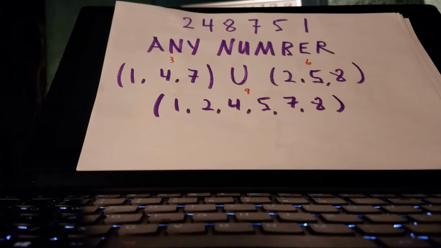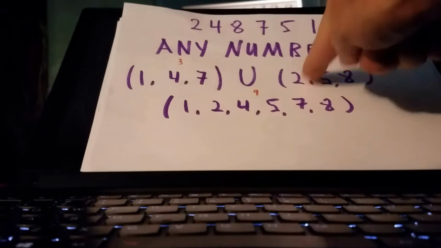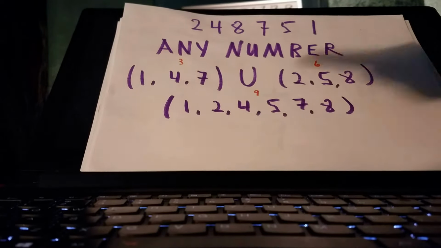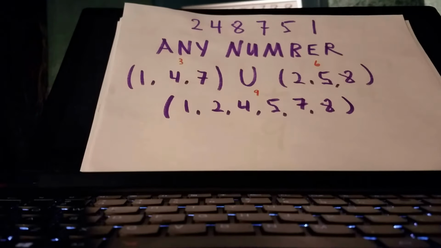2, 4, 8, 7, 5, 1 with the 147 and the 258 gives us the set of numbers. The union between those two sets gives us 1, 2, 4, 5, 7, 8, which is 2, 4, 8, 7, 5, 1. And I think I'm just going to leave it with that today.